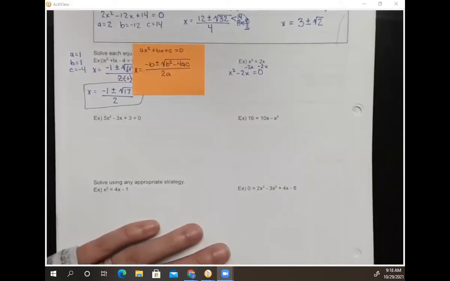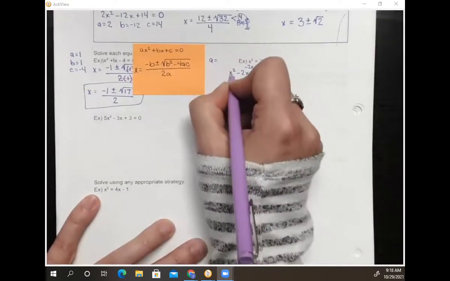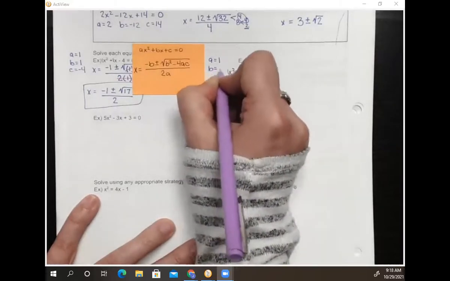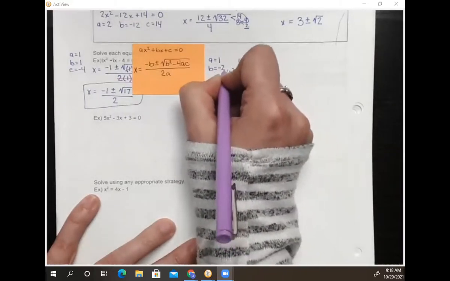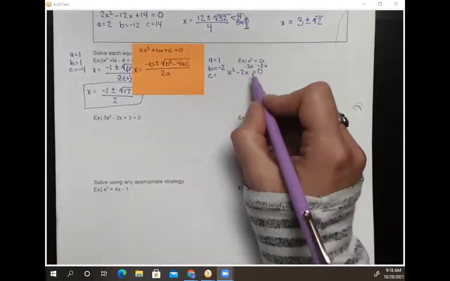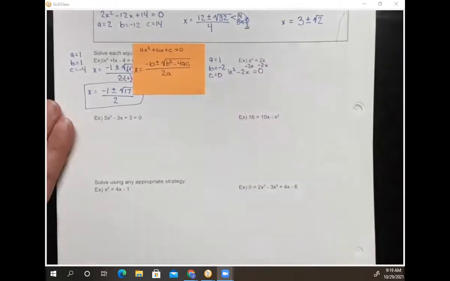Now I'm going to identify my a, b, and c. So my a would be 1. My b would be -2. But what about my c? I don't see a constant term here. It would be 0, exactly right. My constant term here would be 0. Okay, constant term is 0.